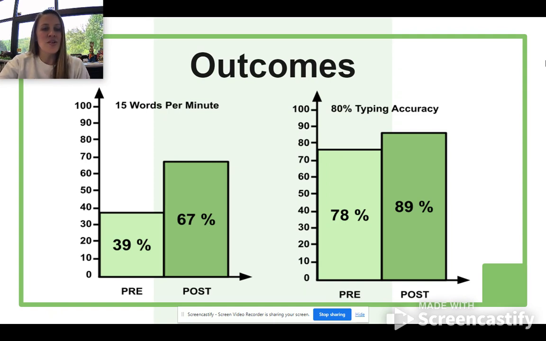There was also an increase in student accuracy, which shows 16 of 18, or 89% of students, now have a typing accuracy of 80% or higher. The accuracy increased by 2 students who have met the goal, with an 11% increase.